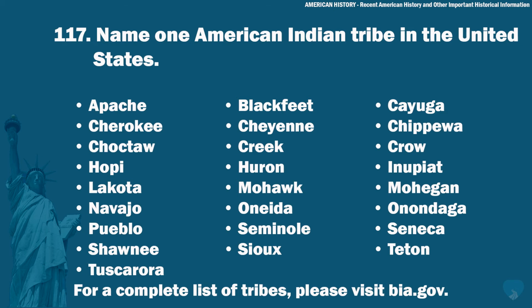Question 117. Name one American Indian tribe in the United States. Apache. Blackfeet. Cayuga. Cherokee. Cheyenne. Chippewa. Choctaw. Creek. Crow. Hopi. Huron. Inupiat.